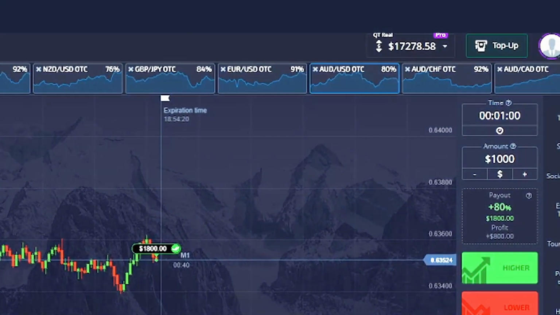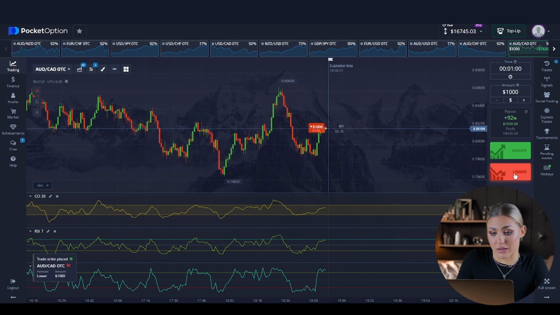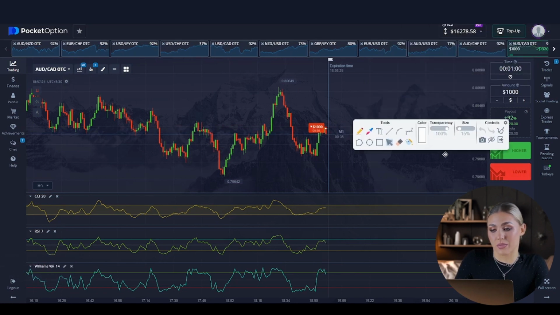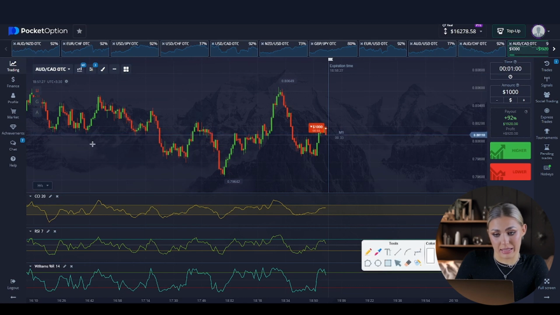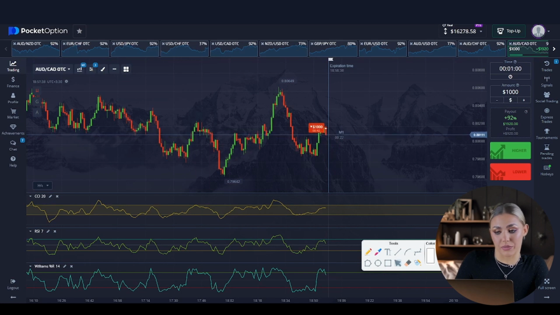Dear friends, attention to the screen. Our trade closes in profit. Moving on. So opening a down trade on the AUD/CAD pair. I noticed the price oscillating near the resistance level and started moving downward. I opened a trade on this movement, and back to the topic of our talk.